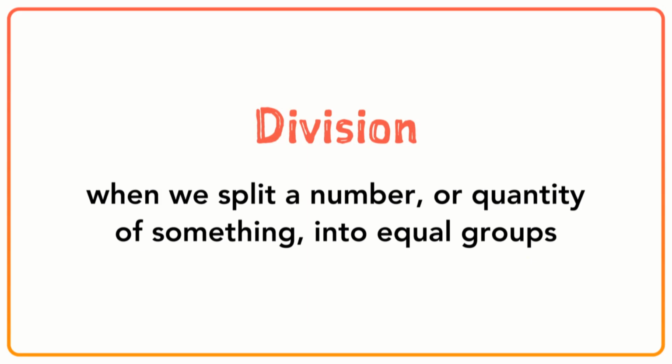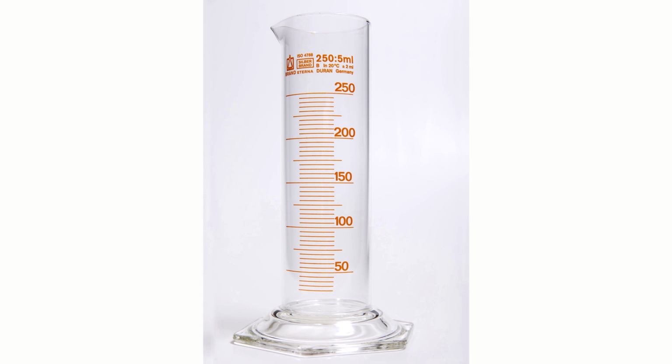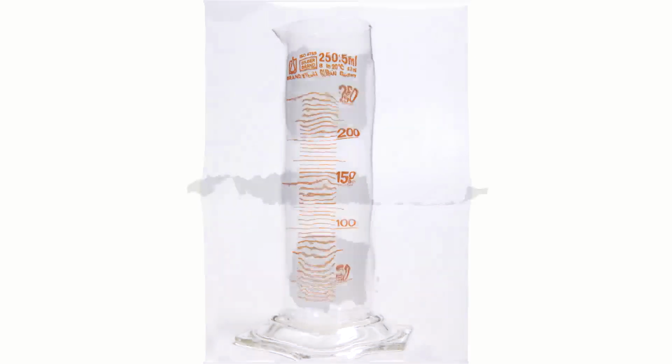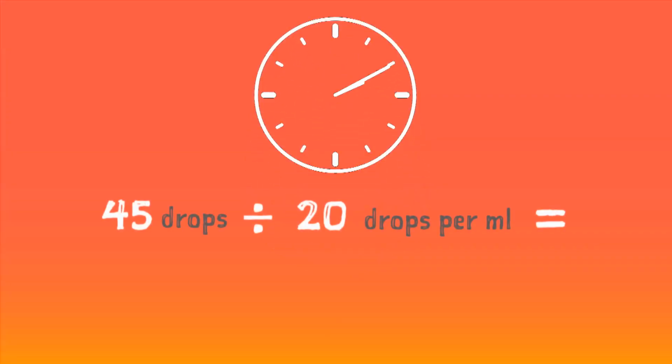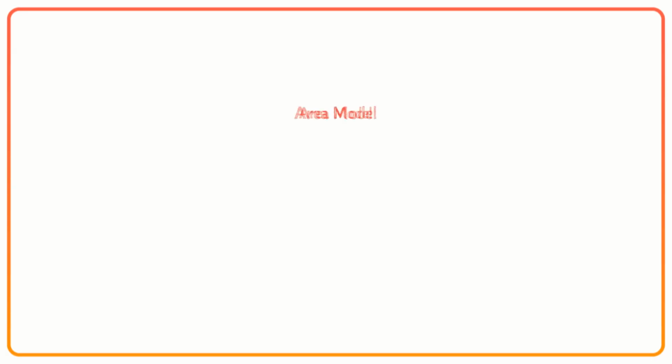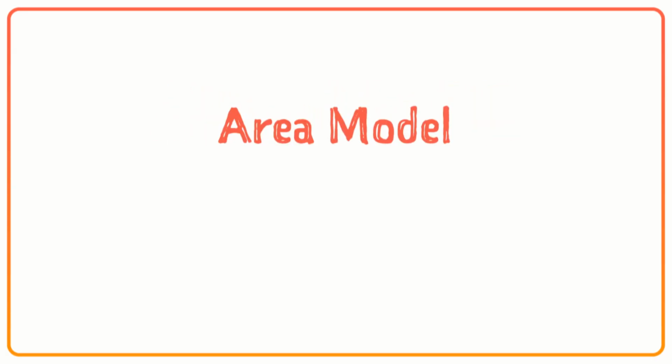We can use division. Division is when we split a number or quantity of something into equal groups. With division, we can actually find the amount of water waste in milliliters without even using a measuring tool. We can take 45 drops leaked and divide it by 20, since 20 is the number of drops per milliliter. There are many strategies to use when dividing. One strategy we will be focusing on is using the area model to divide.